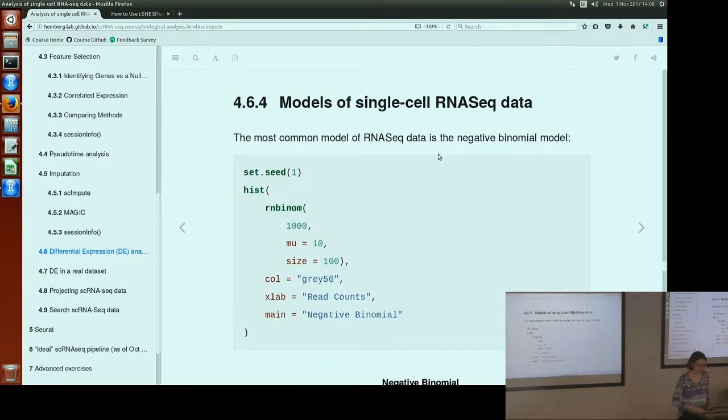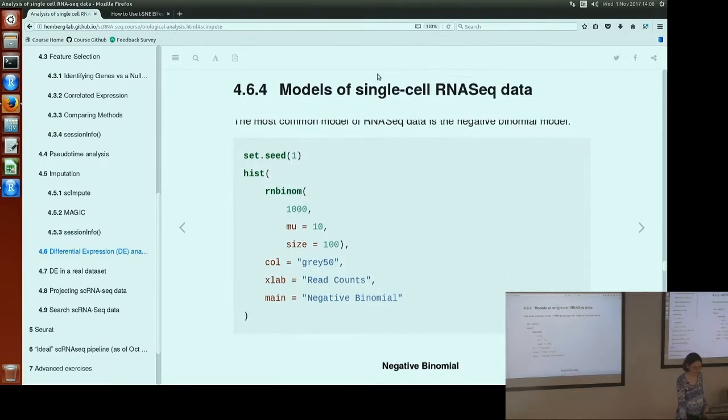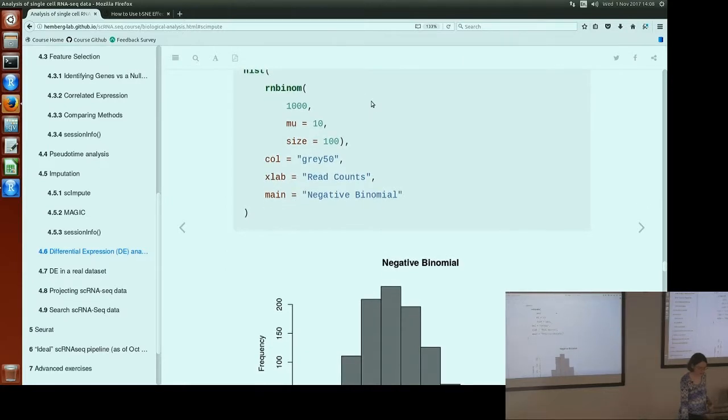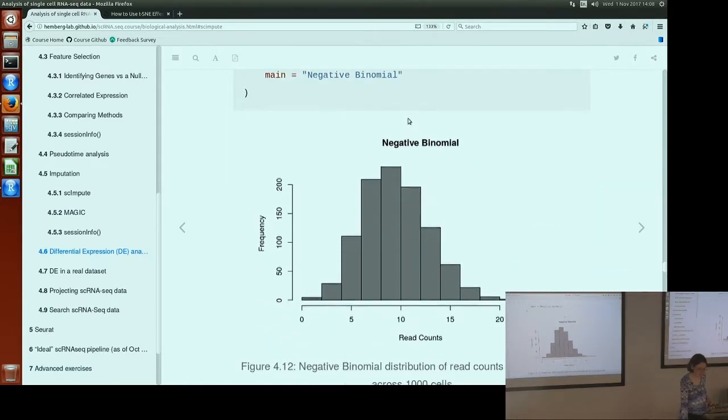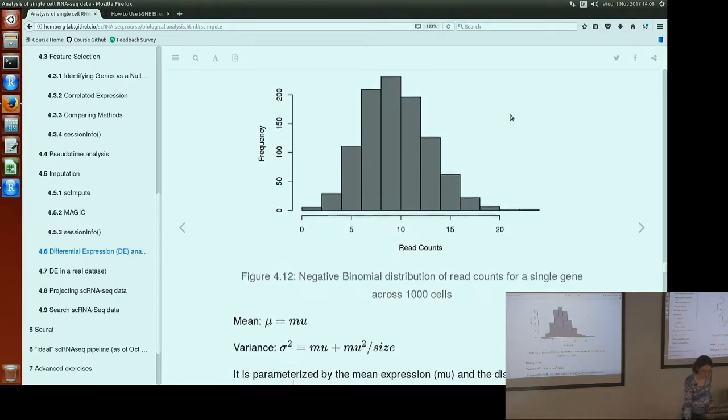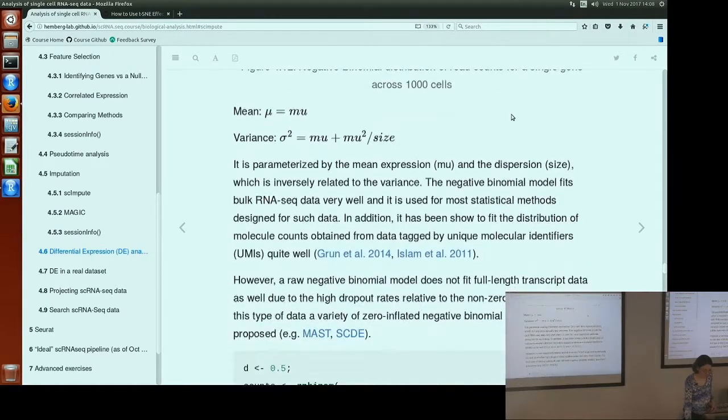So these are some of the models that have been used to fit and describe single-cell RNA-seq data. The most common model is the negative binomial model, which is part of R. It has two parameters, the mean and the dispersion parameter called size, which is related to the variance. And you can just plot what that looks like for different parameters. This is how the size is related to the variance of this distribution.